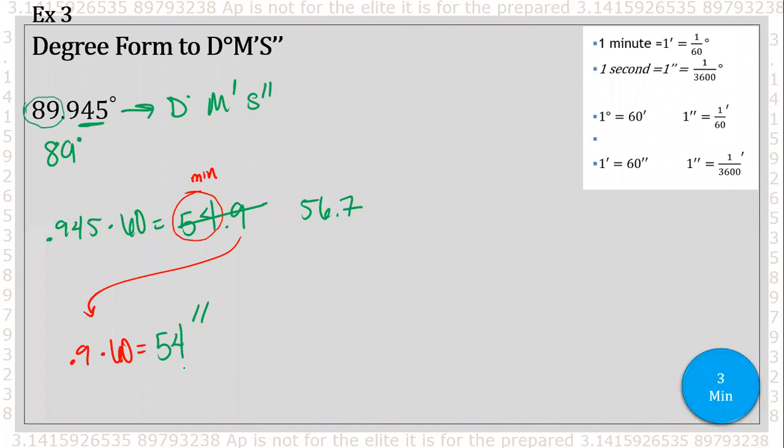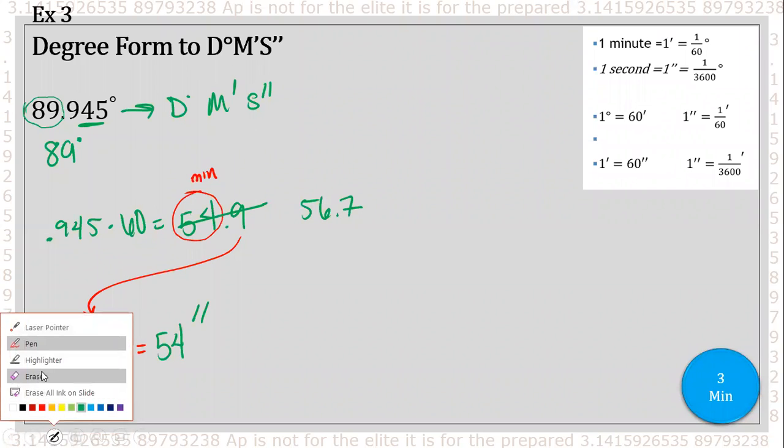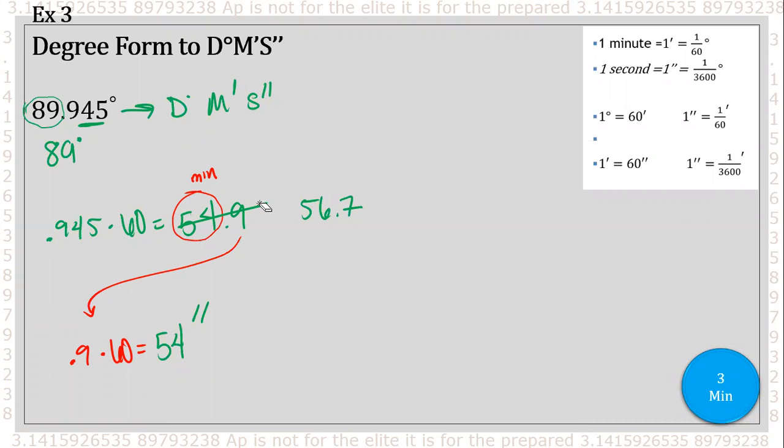Okay, my apologies, I multiplied wrong. 0.945 times 60 gave me 56.7. So let me erase that real quick. Okay, so this gave me 56.7. Regardless, this number right here, the 56, is my minutes. The 0.7, here's where I messed up also. The 0.7 will get multiplied by 60, and that is not 54, that is actually 42.